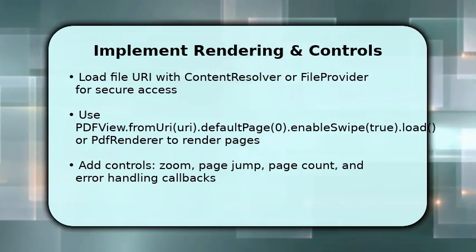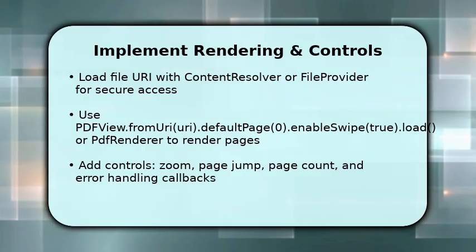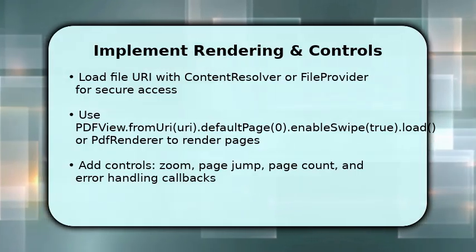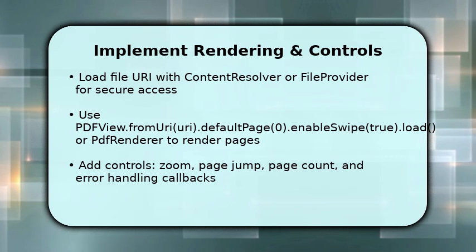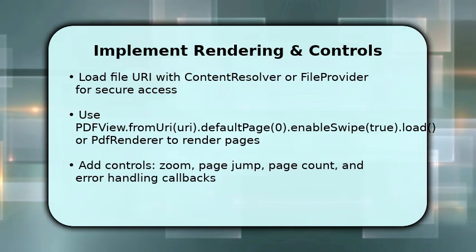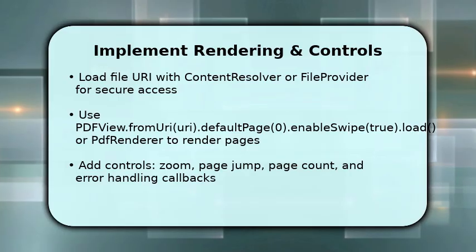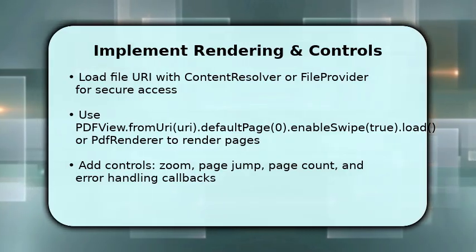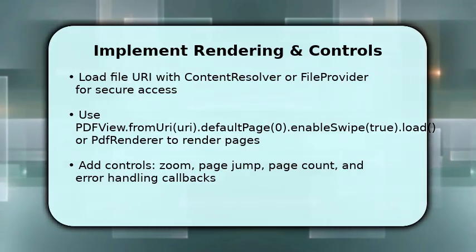For PDF renderer, open a parcel file descriptor and render bitmaps into an image view. Once done, wire buttons for zoom, next/previous, and a page input. Make sure to handle exceptions and show a loader while pages decode so the UI stays responsive.